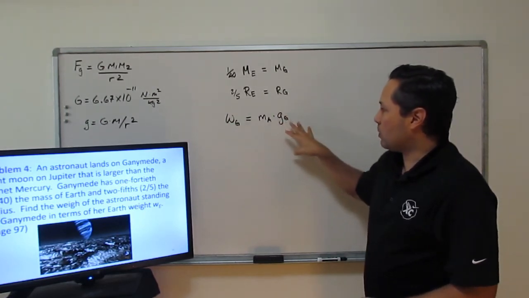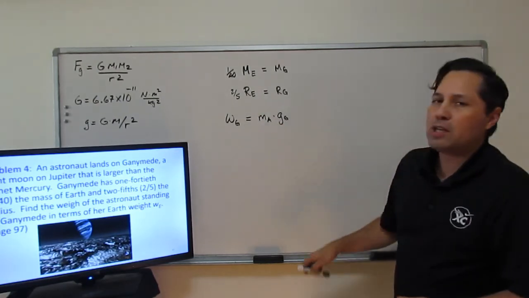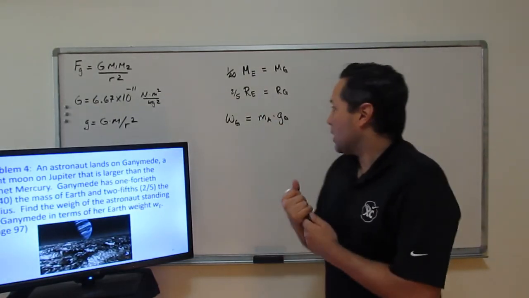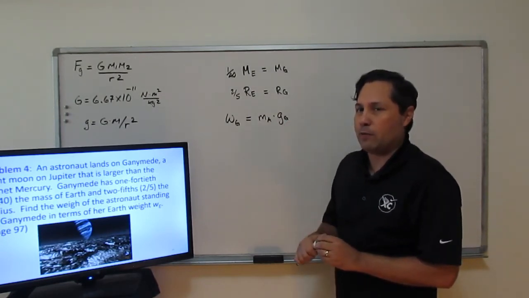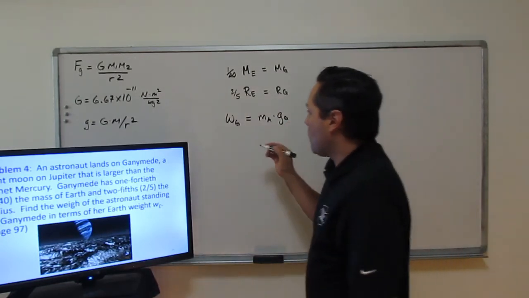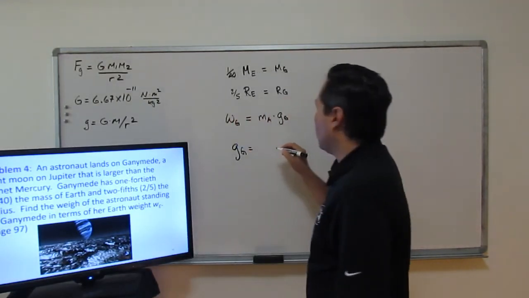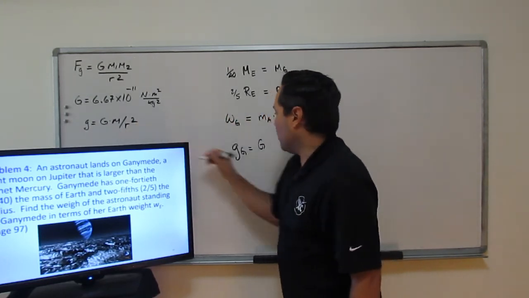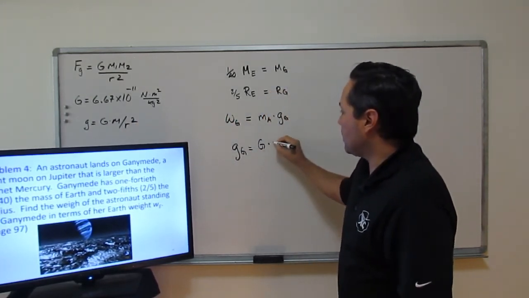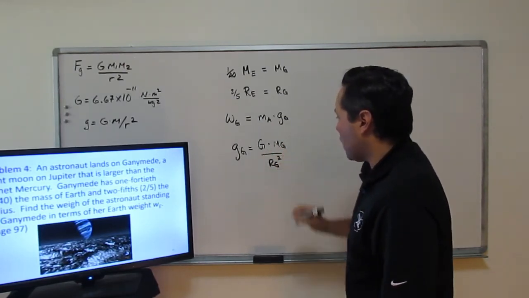Once we substitute that in, we're then going to solve for the weight. So g is the acceleration due to gravity, and here are the additional g's for the planet Ganymede that we're on. We're going to compare it versus Earth. So the gravity of Ganymede is equal to G, we're going to use this formula, multiplied by the mass of Ganymede over the radius of Ganymede squared.